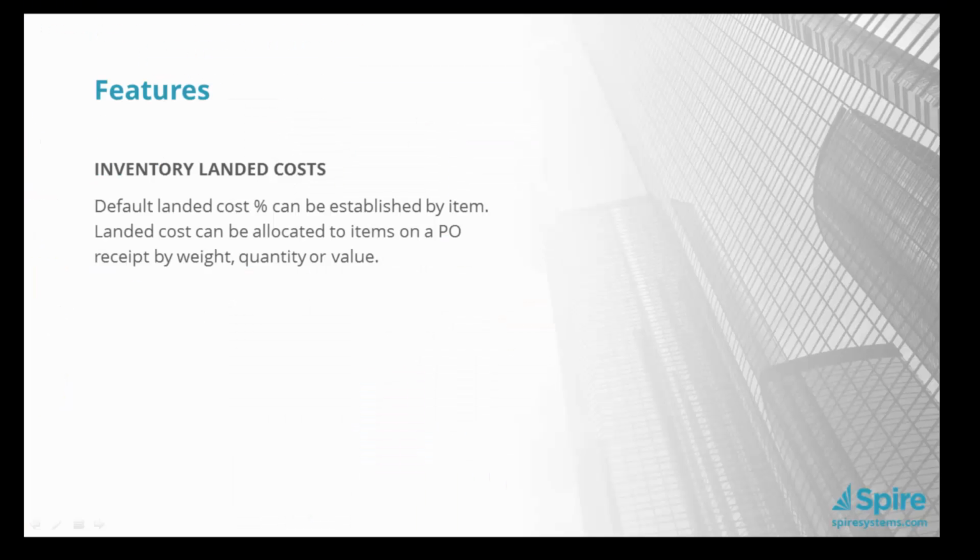Inventory landed costs allows a percentage to be added to each item, so the cost can be allocated to those items on a purchase order, either by weight, quantity, or value. So a landed freight or duty can be added to a purchase order. It will disperse it across the PO by one of those allocations, and then it can also be saved to the inventory item so that next time a purchase order is created, that percentage will be brought in to that purchase order.